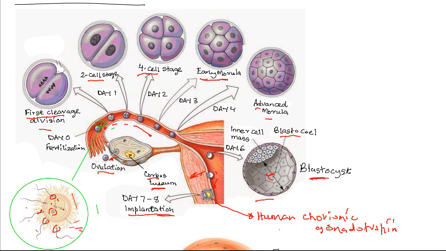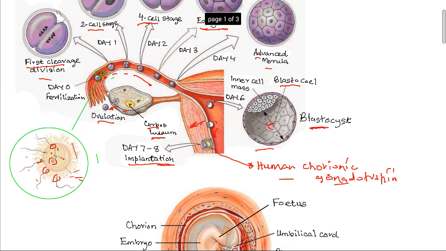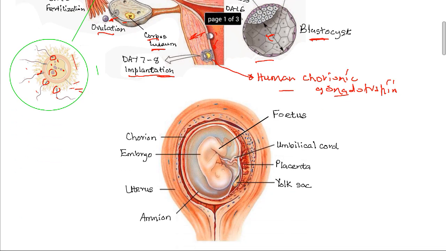So, this human chorionic gonadotropin prevents the regression of the corpus luteum so that it can continue secreting the hormone progesterone. And in this way, it also inhibits the disintegration of the uterine lining, thus preventing menstruation. Now, on implantation, the blastula develops into the embryo and its associated membranes. The embryo, or at a later stage the fetus, has membranes that surround it.